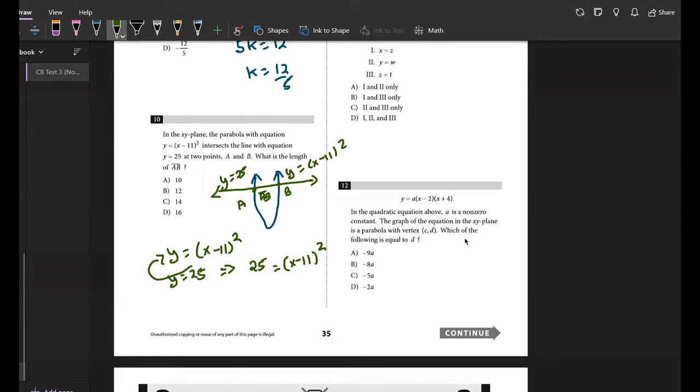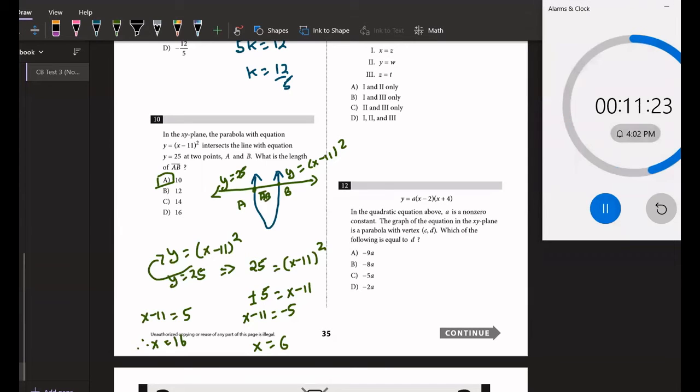You take the square root on both sides. So that's going to be plus minus 5 equals x minus 11. So you can say x minus 11 is plus 5 and x minus 11 is minus 5. Therefore, x is either 16 or x is 6, and the difference between 6 and 16 is 10. That's basically the length, right?